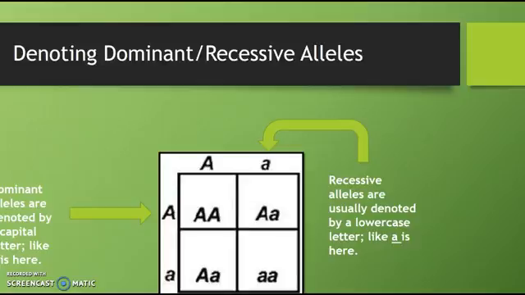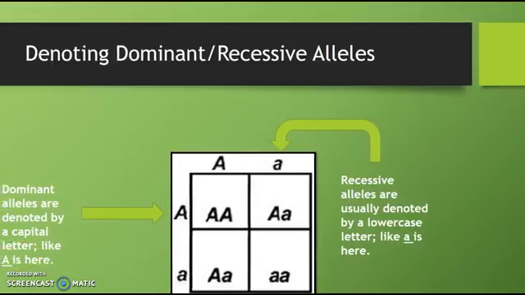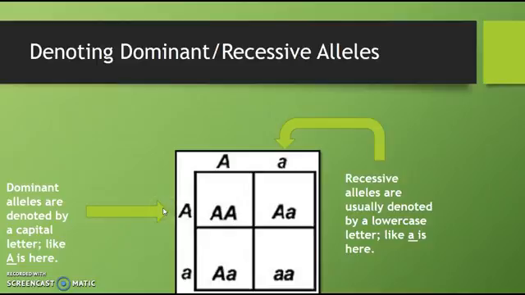Dominant alleles are always going to hide, I guess is what you could say, the recessive alleles. So this is just a small Punnett square right here, but the dominant alleles are denoted by the capital letter, like this A, and recessive alleles are by this lower case letter. Also, sometimes dominant and recessive can be completely different, like dominant could be A, but recessive could be B, is how they would denote it.